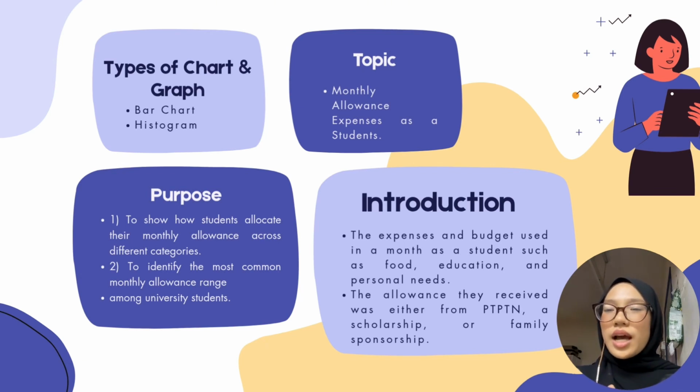As a student, I often deal with monthly expenses that cover things like food, educational material, and personal needs. The allowance that students receive typically comes from sources such as PTPTN, scholarship, or family sponsor. This presentation is based on how students like me manage and spend our money.